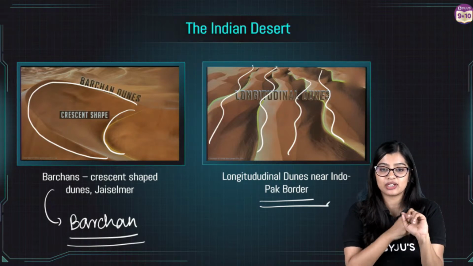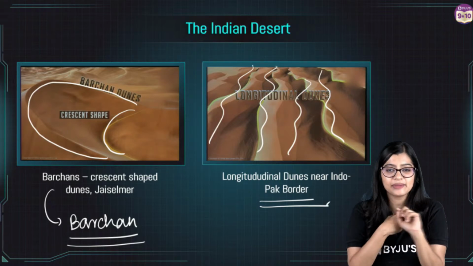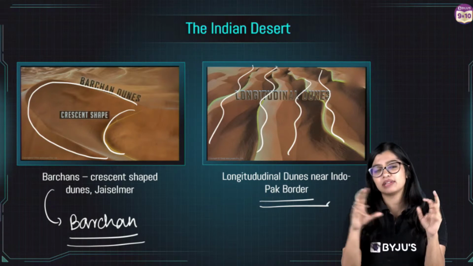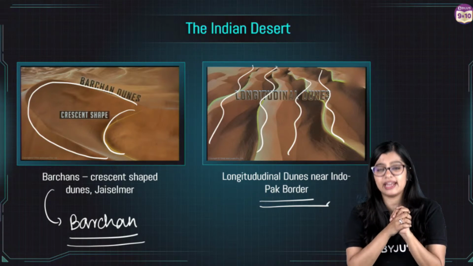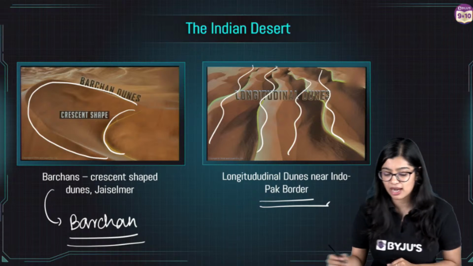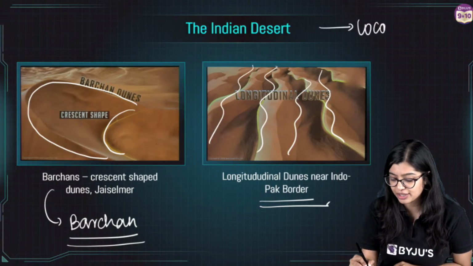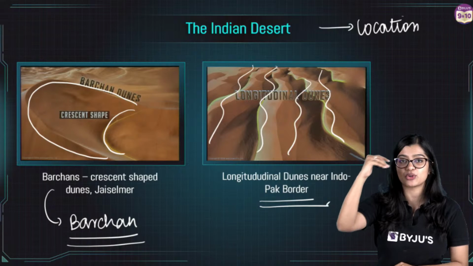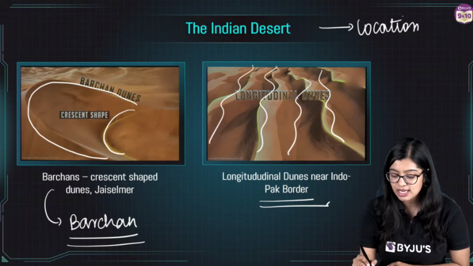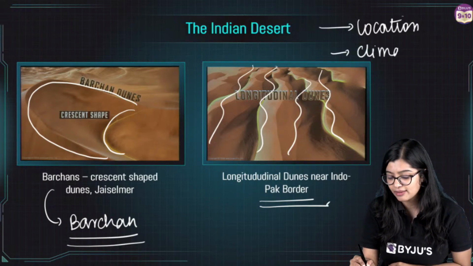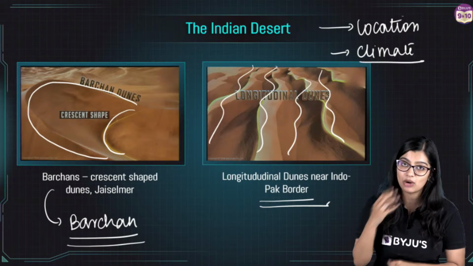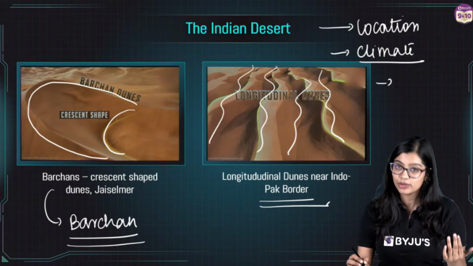Who's asking me the name of the river in Rajasthan? It is Luni River, right? For the Indian desert, they'll ask you a short note for 3 marks. So when you're writing a short note for 3 marks, you will have to talk about the location, what is found where. So you'll have to talk about Punjab Plains, Aravalli Ranges. You'll have to talk about climate. Then you will also have to talk about the river, so you can talk about Luni River.